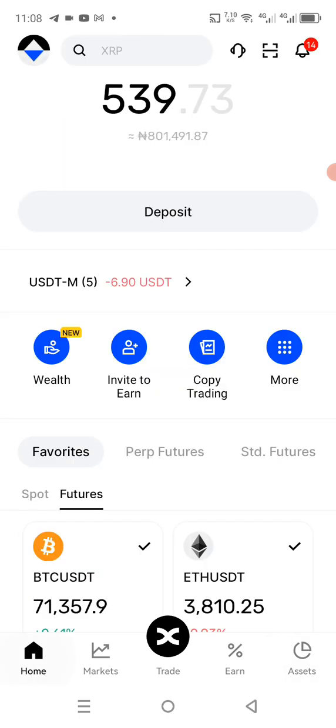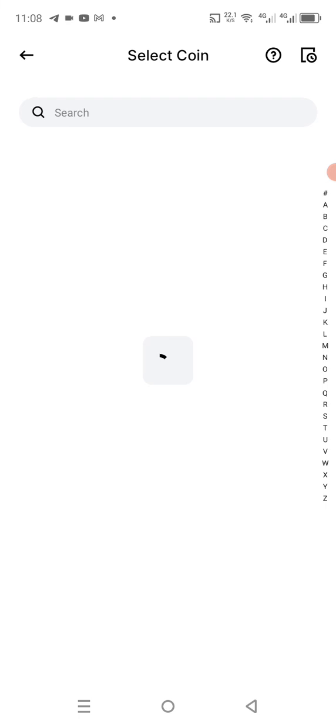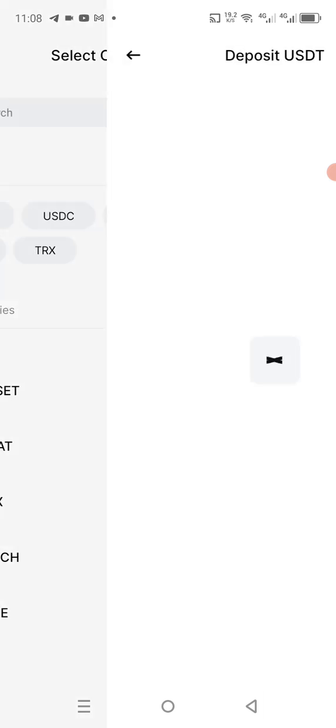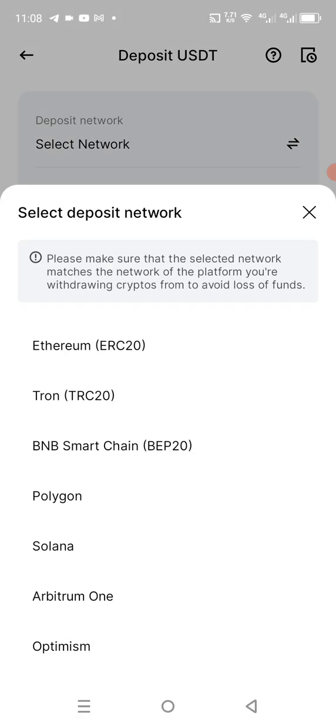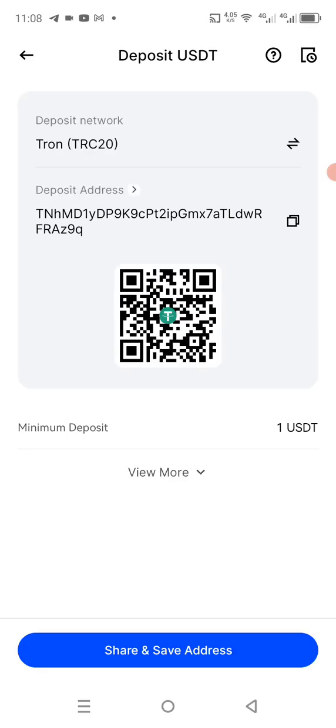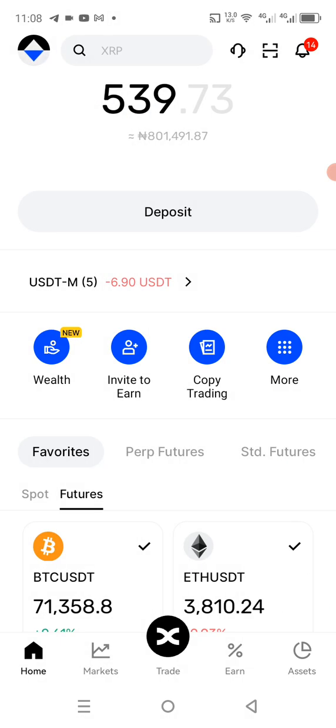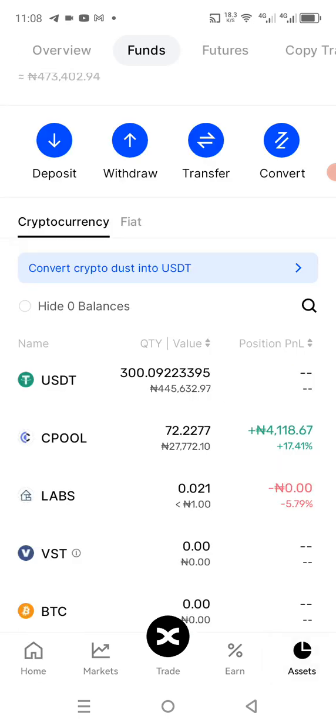First of all, click on deposit, click on USDT. I'm repeating this because of those who do not understand quickly. You click on USDT TRC20, copy address, go to your exchange and pay. Having paid, you would have to come back to assets, come to funding, where you will see the money that you paid. You can see it, 300 USDT.